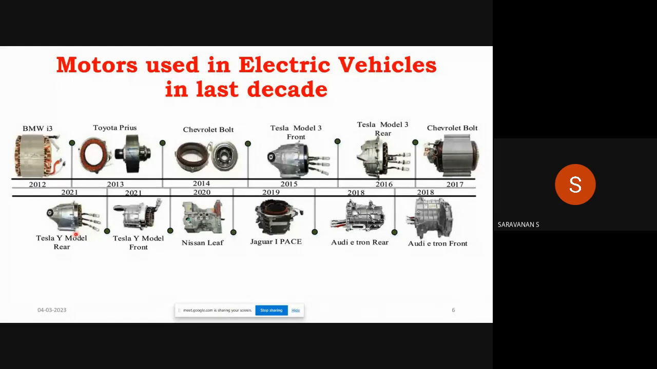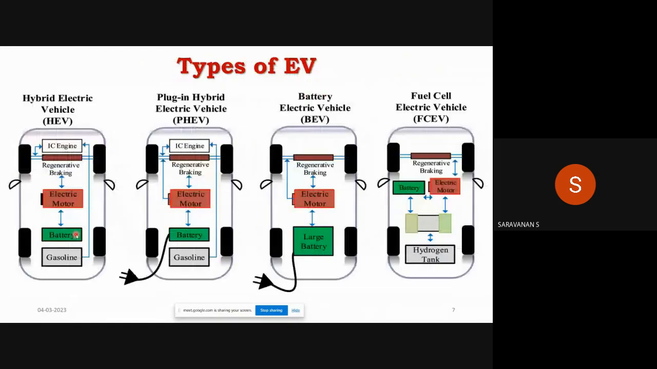Okay, so these are all the types of electric vehicles. I think many sessions have passed with this type of electric vehicles. Okay, so I will introduce some of the electric vehicles. So first one, the hybrid electric vehicle. The hybrid electric vehicle has an IC engine, and also the electric motor. Okay, then the battery for backup, and gasoline as the source for the IC engine.